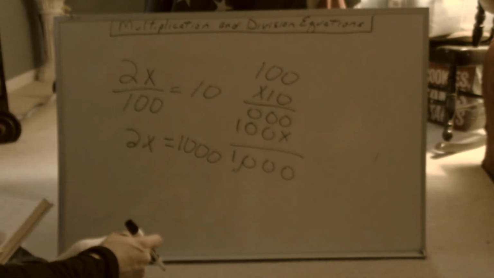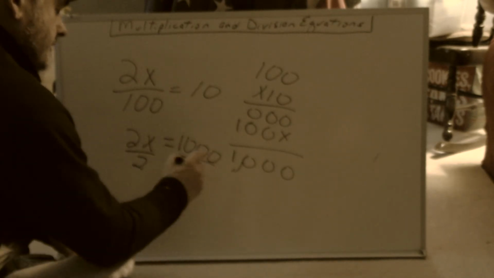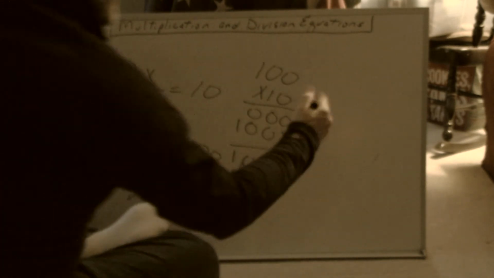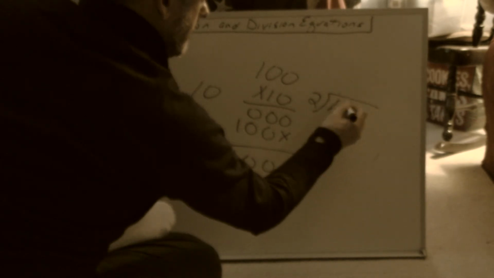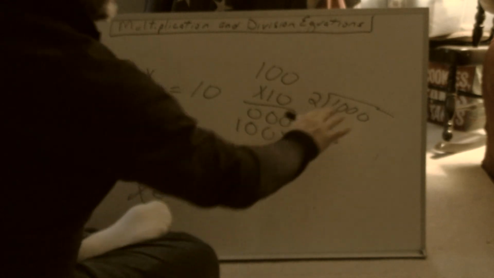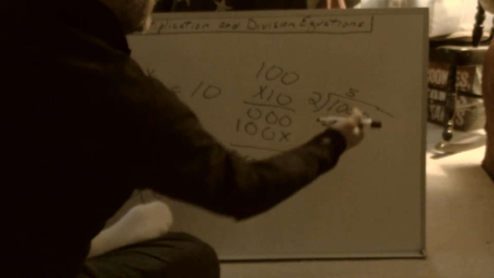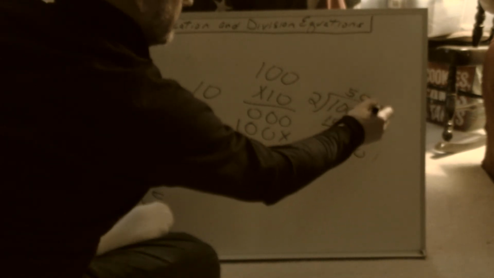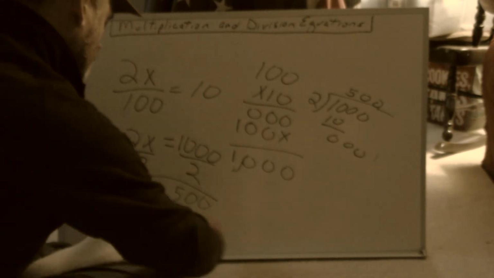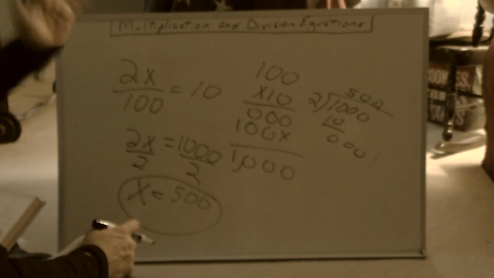2x equals 1,000. 2 times what number is 1,000? Let's do it over here. 2 into 1,000. 2 cannot go into 1, but it could go into 10 5 times. 2 times 5 is 10. We bring the other zeros down, it's 500. x is 500. So this is saying 2 times 500 divided by 100 is 10.